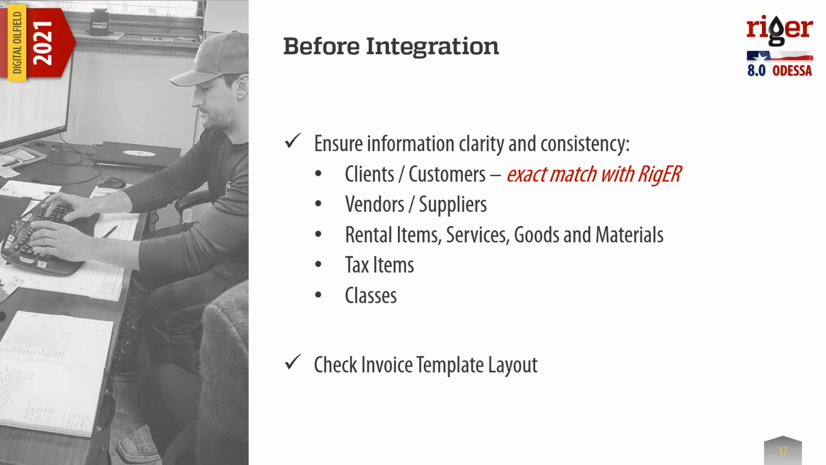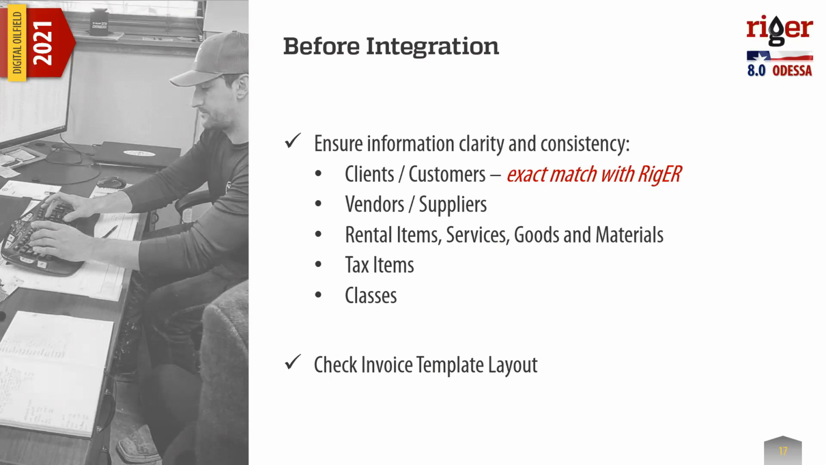So it means that you have to double check the connection after the integration settings, just to make sure that you are using the right customers in the RigER system when you create new jobs and generate invoices for customers, just to make sure that it will be properly transferred over to the QuickBooks system. Then you have to go through your vendor suppliers list to see if you don't have any duplicates or if all the names are correct.